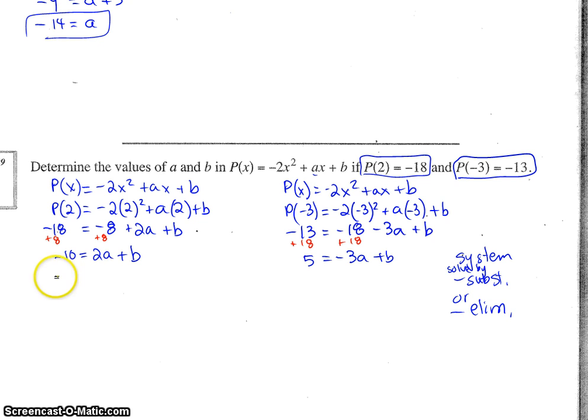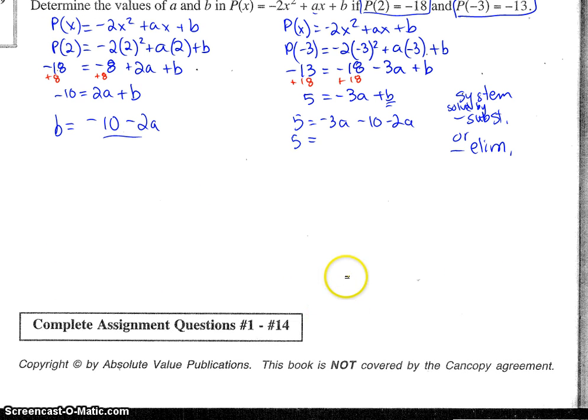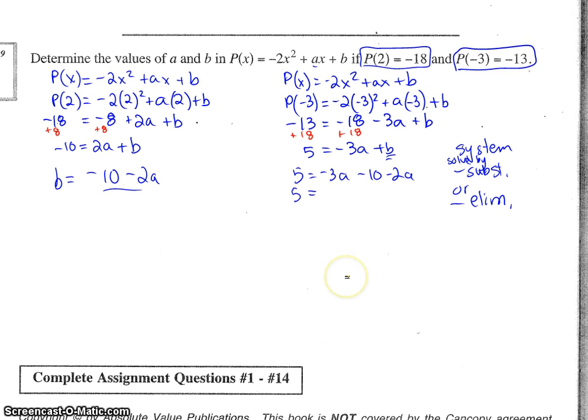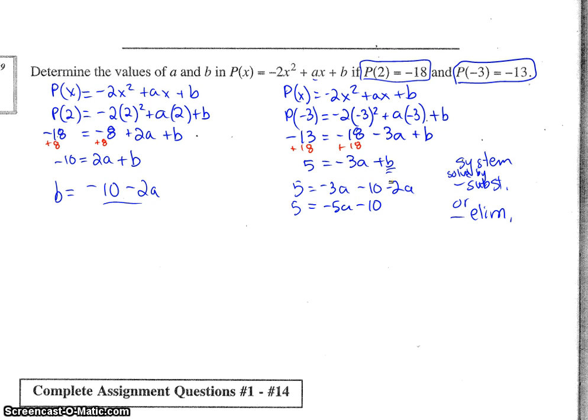So we're going to subtract 2a to the other side, and we'd have negative 10 and then minus 2a. Now we're going to replace b over here then with what that is equal to. So b is negative 10 minus 2a. Okay, let's simplify that. We have 5 equals negative 5a minus 10. Okay, and we can solve for a now.